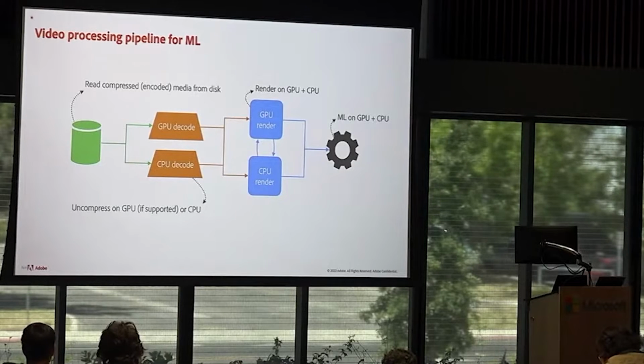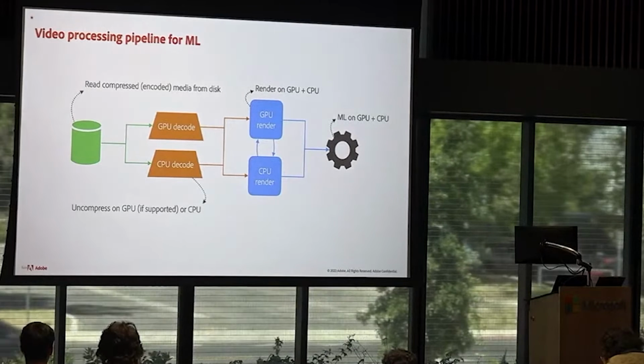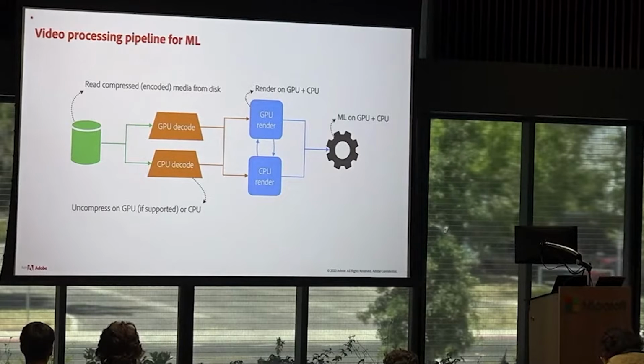That brings us over to our overall video processing pipeline for machine learning. First, we'll read the compressed or encoded media from disk and hand it off to our decode pipeline. If the media is in a format that we have hardware decode support for, we'll hand it off to the GPU or dedicated hardware decoder. If not, we'll fall back to the CPU and perform the decode in software.